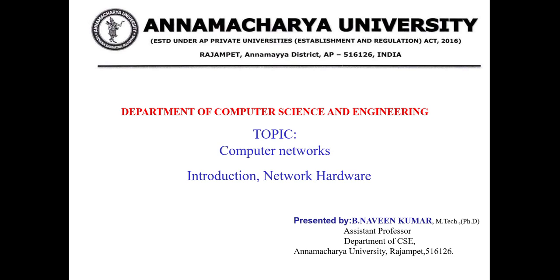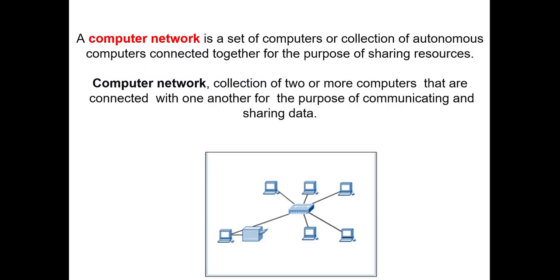Today we need to discuss computer networks, that is, the introduction as well as the network hardware concepts. So first we need to discuss what is meant by network before going on to discuss computer networks. What is meant by network? A network is nothing but a collection of autonomous systems or autonomous devices connected together for sharing information.